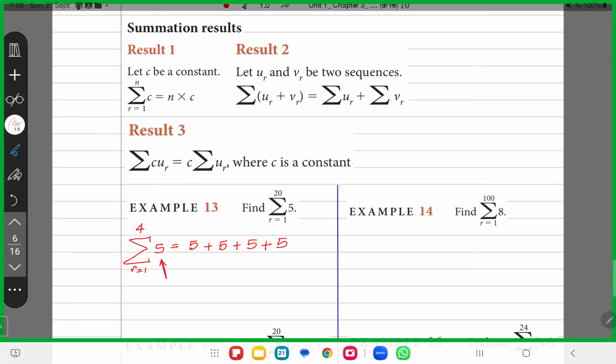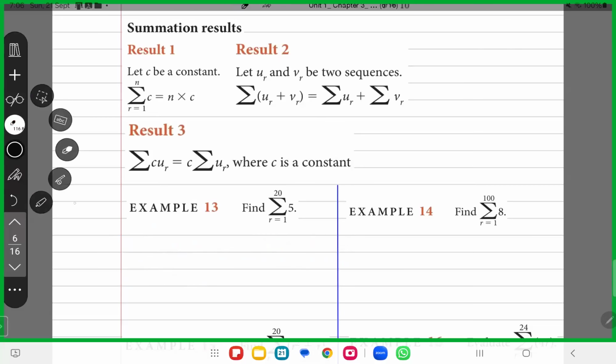That's what it means. It's not affected by R. R does not change it in any way. So typically you're being asked to sum 5 4 times. Now, the shortcut for adding 5 4 times is to simply multiply 5 by 4 or 4 by 5. That is what that is saying for result 1.